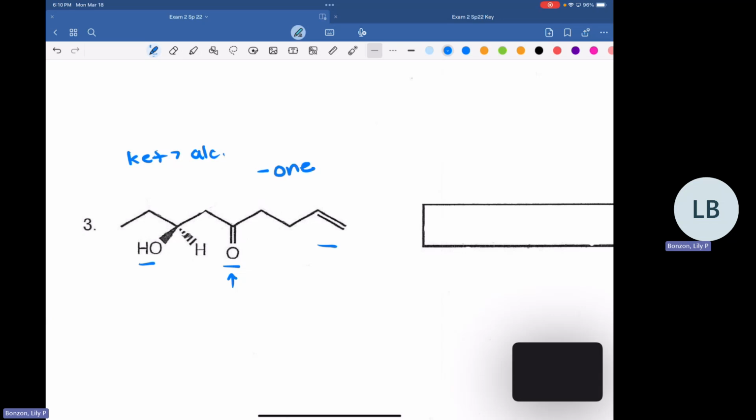So this ketone's kind of in the middle, so I'm just going to start numbering from the left and see what we get. So 1, 2, 3, 4, 5, 6, 7, 8, 9. And then numbering from the right. 6, 7, 8, 9.